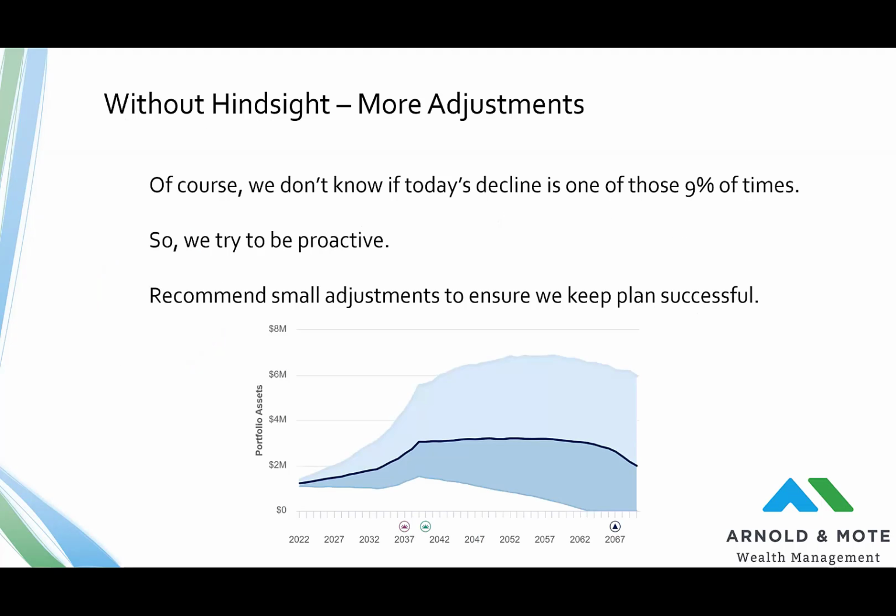And that's a little easier said than done because we don't know if today's decline is for sure one of those 9% of times, or if it's already assumed, but one of the successful scenarios. And so we try to be proactive instead of waiting for long periods of time and letting your portfolio maybe follow these lower tracks here, be on a scenario more likely to be depleted. We try to monitor this frequently and recommend adjustments to your spending to be really conservative and make sure we're keeping you out of those 9% of scenarios.